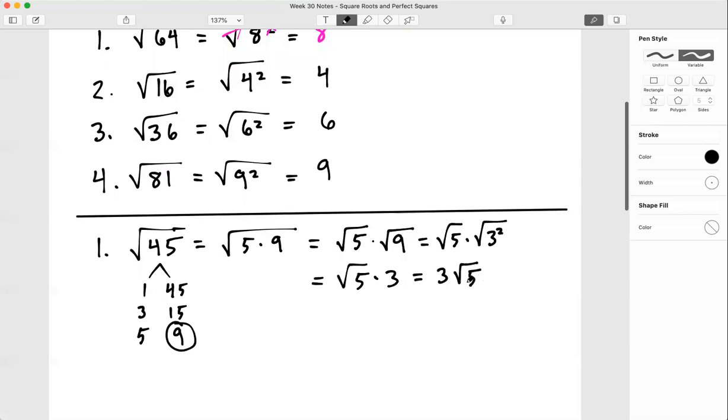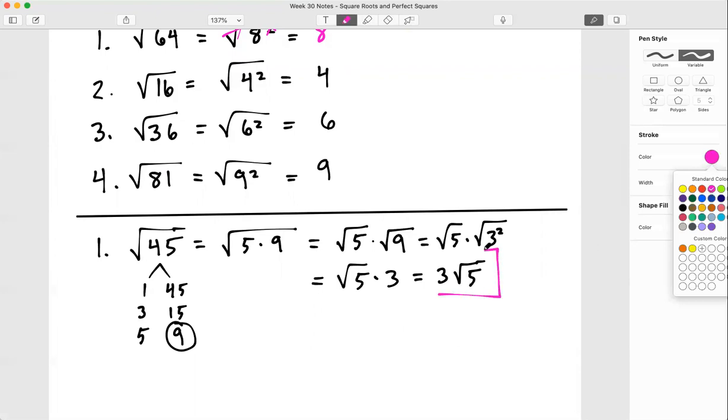Kind of like the 5 is a variable, okay? It's almost like 3x. Well, now it's a 3 root 5. Instead of three x's, now we have 3 root 5s. And this right here is an exact answer, okay? This is the kind of answer I need from you, an exact answer.